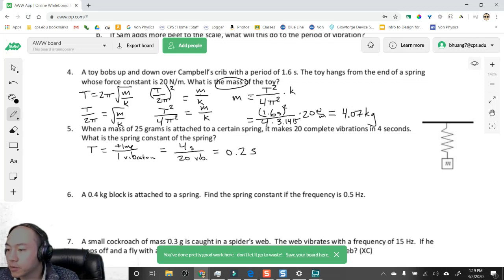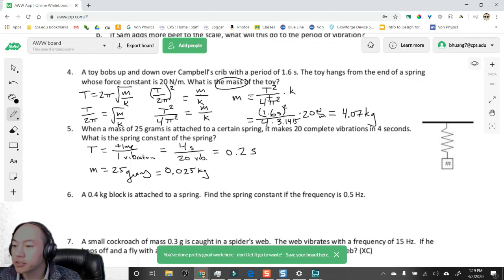The second thing we'll write down is mass is equal to 25 grams. We have to convert that to kilograms, so divide by 1,000, and that gives me 0.025 kilograms. Alright, so now let's do the algebraic steps. We're given this equation, T is equal to 2 pi times the square root of M over K. And we're going to do the same thing we did above. We're going to first divide by 2 pi, so T divided by 2 pi is equal to the square root of M over K.